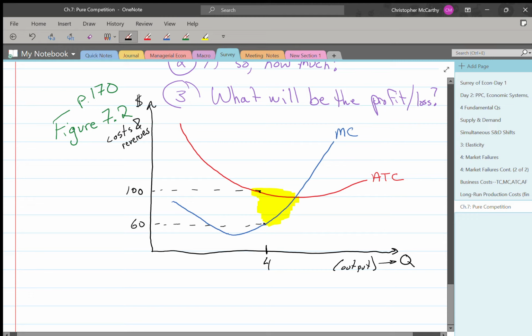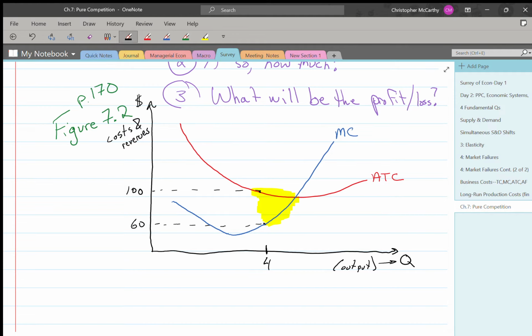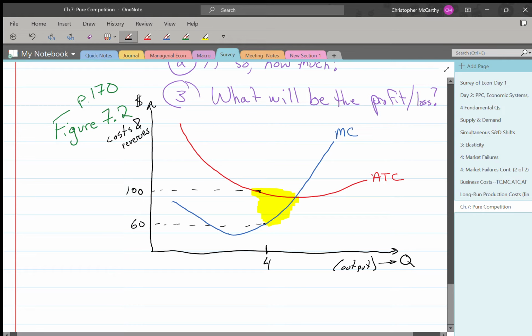If I produce that 4th unit, is that going to lower or raise my average total cost? Since the cost of my next unit is 60 compared to 100, it makes sense that this marginal cost is still below the average total cost. The same thing when we're at 5: the average total cost is about 98, and the marginal cost rises to about 75.